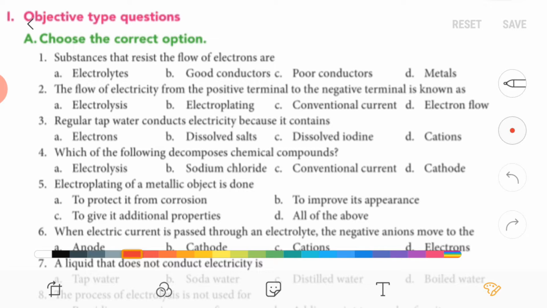First MCQ. The substances that resist the flow of electrons are called poor conductors. That means the answer is C. Second, the flow of electricity from the positive terminal to the negative terminal is known as conventional current. Answer is C.